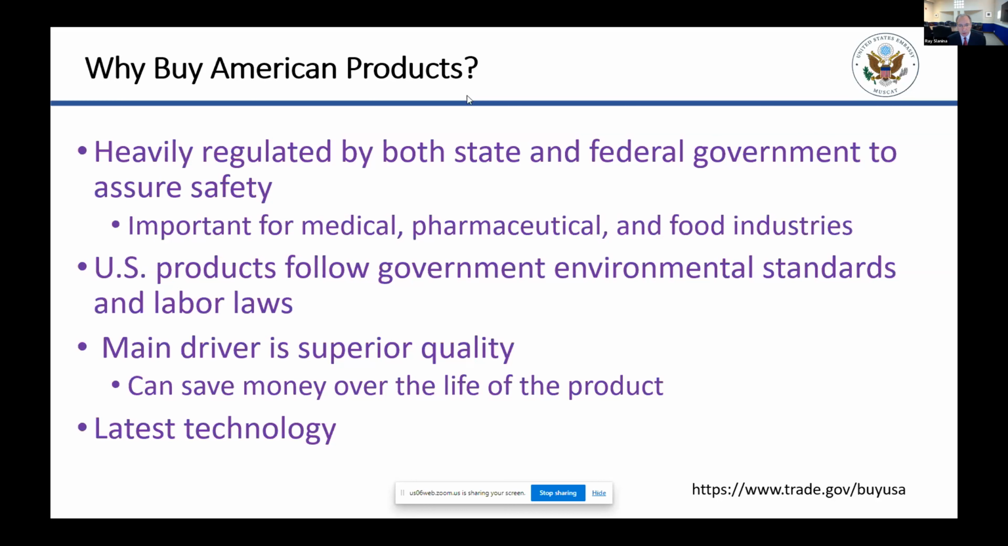We also, companies are required to follow environmental standards and labor laws. That was touched upon earlier. And quality and technology, that can be the main drivers. And if you buy a quality good, let's say an airplane, over the course of its life it could actually pay for itself over buying something much cheaper quality that you have to continually put money in until it no longer works and breaks.